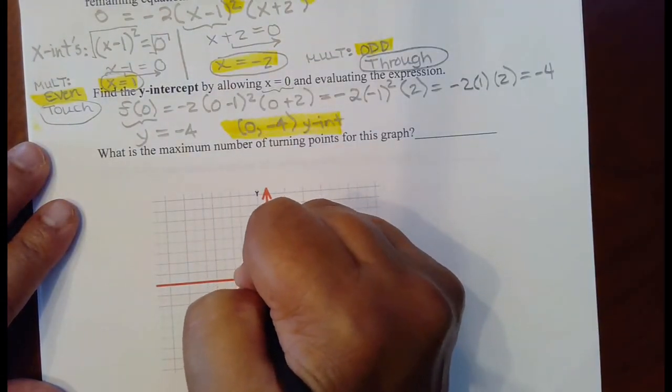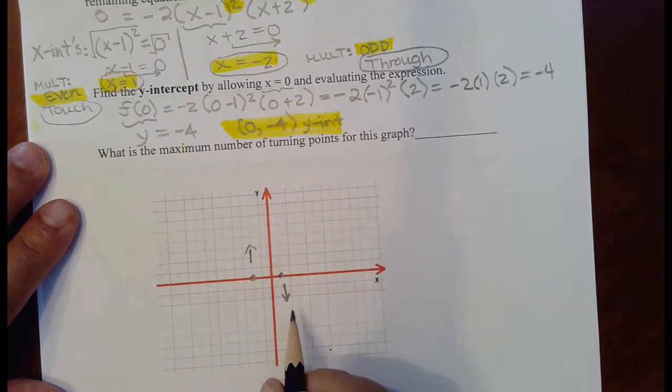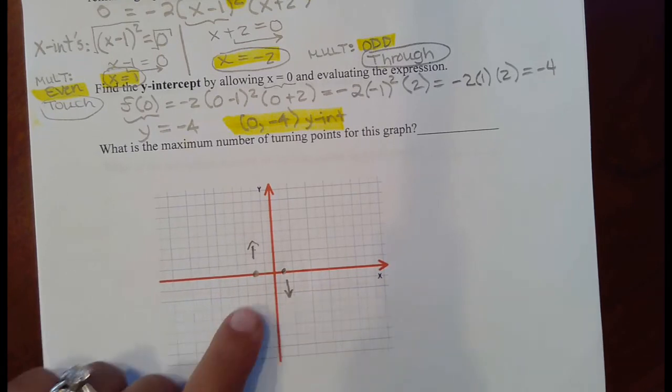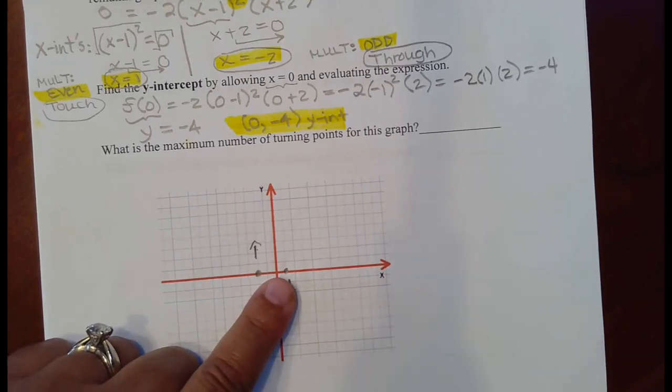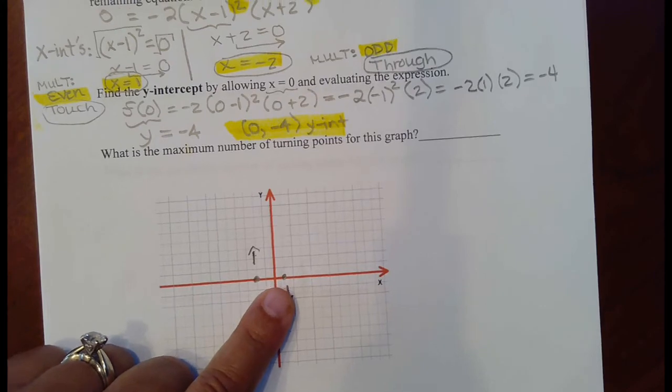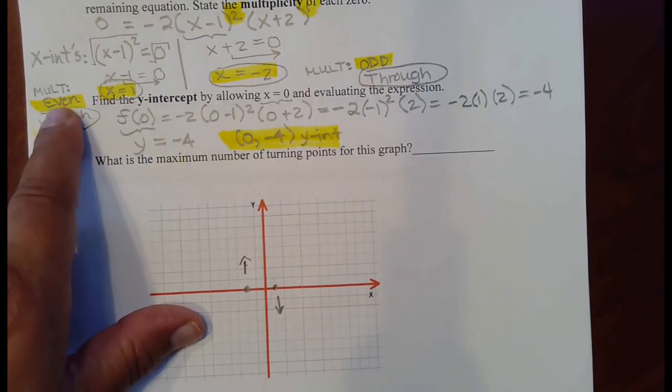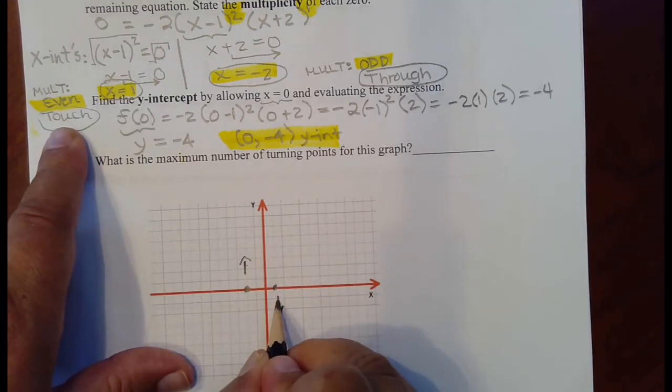My y-intercept was negative 4. 1, 2, 3, 4. So right there, which is where negative 4 is, I have a point that I can head for. So I'm going to bounce off, go to that y-intercept, head for the next point, which, let me think, what am I supposed to do when I get to that point?